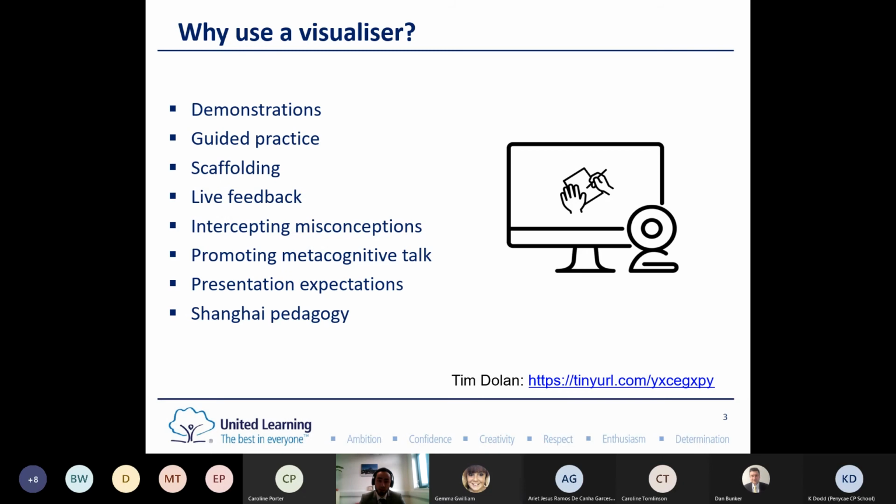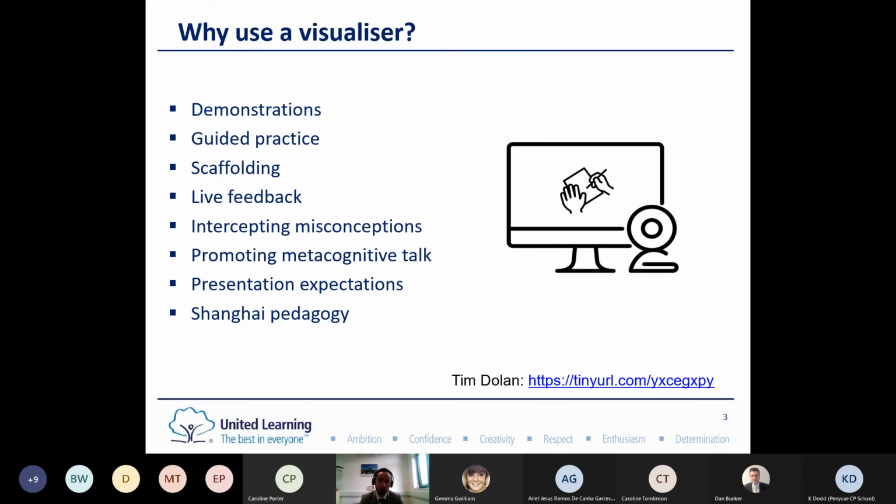The use of Visualisers for live feedback is again incredibly important. It allows you to pick up on misconceptions. It allows you to provide that interception of a misconception, share that with others, so perhaps then they don't make that same mistake, and of course move the class on as well as the individual at the same time.